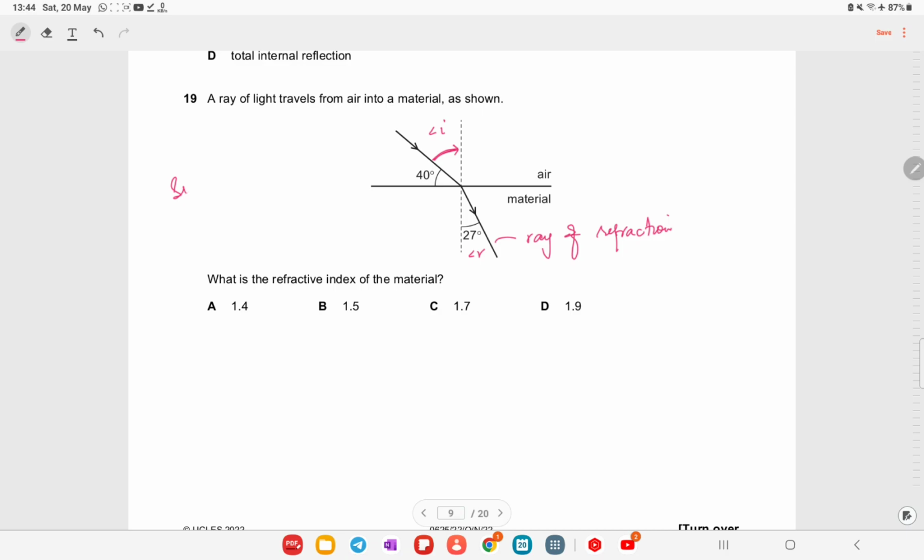So what is the refractive index? Again we have sine i over sine r. So this is going to be sine 50 over sine 27, which is going to be 1.68. If you round it off to two significant figures, it's going to be 1.7. So this is going to be your answer.